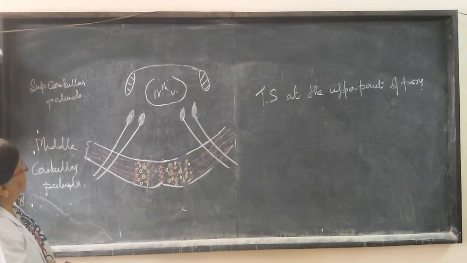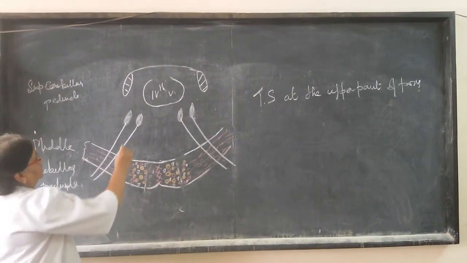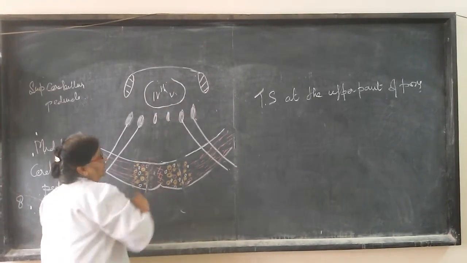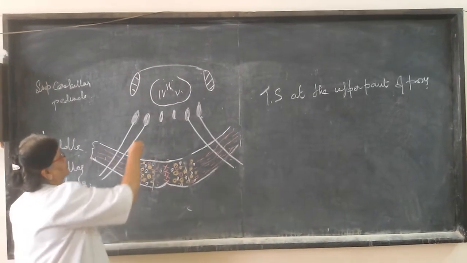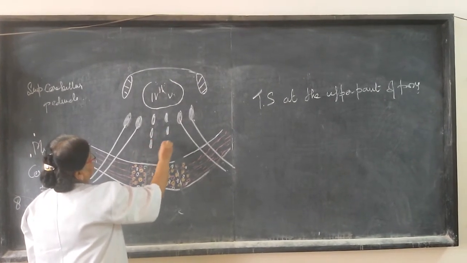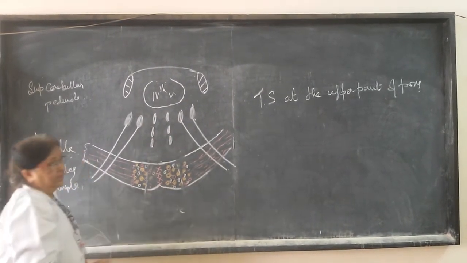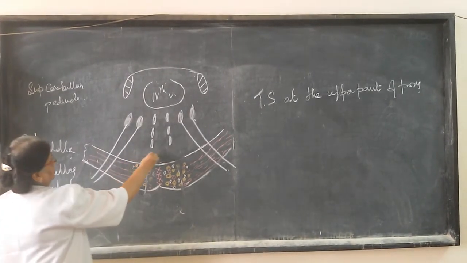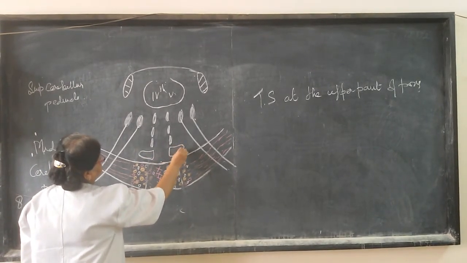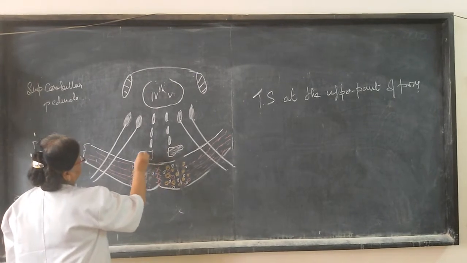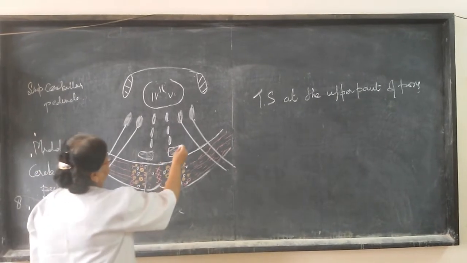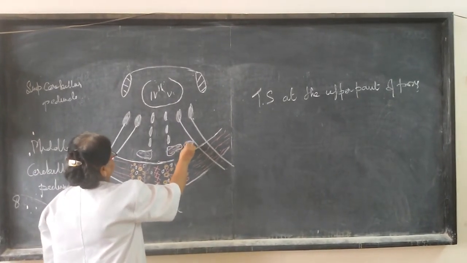Besides the fifth nerve nuclei, we'll also get the medial longitudinal fasciculus, as we have seen in the lower part, the tectospinal tract, the rubrospinal tract. Then you will get the medial lemniscus. This is the medial lemniscus. Lateral to it we get the spinal lemniscus. This is the spinal lemniscus.